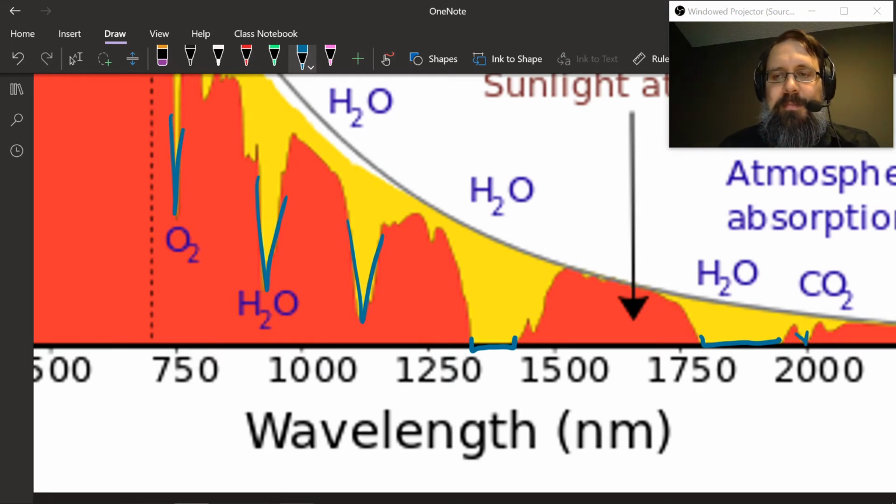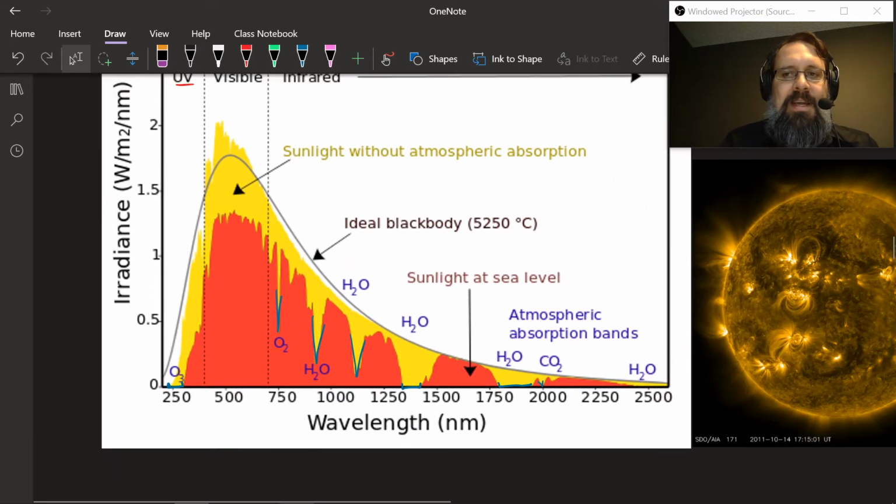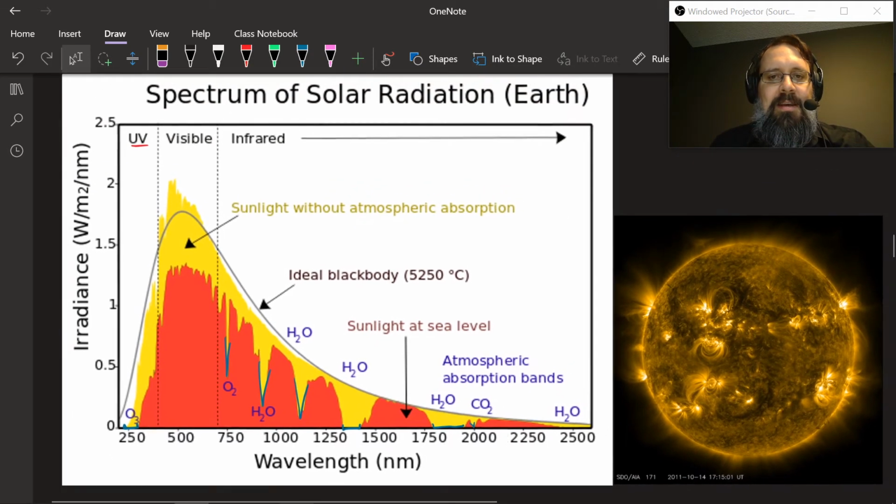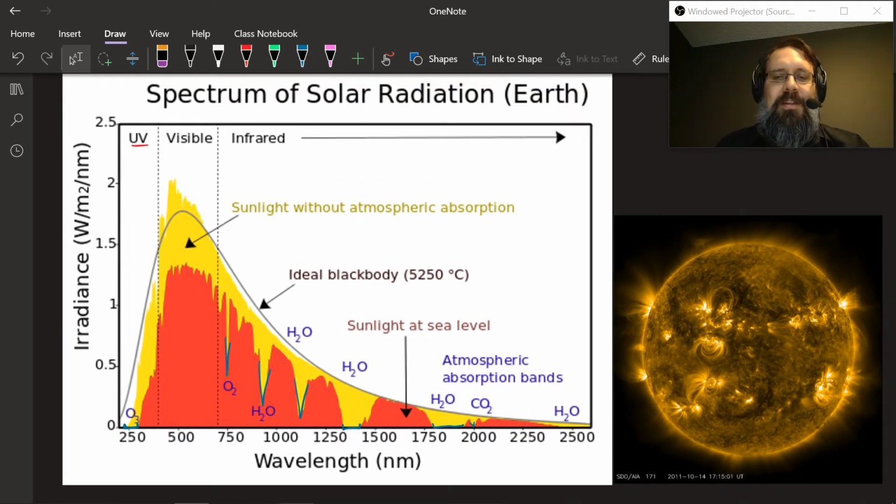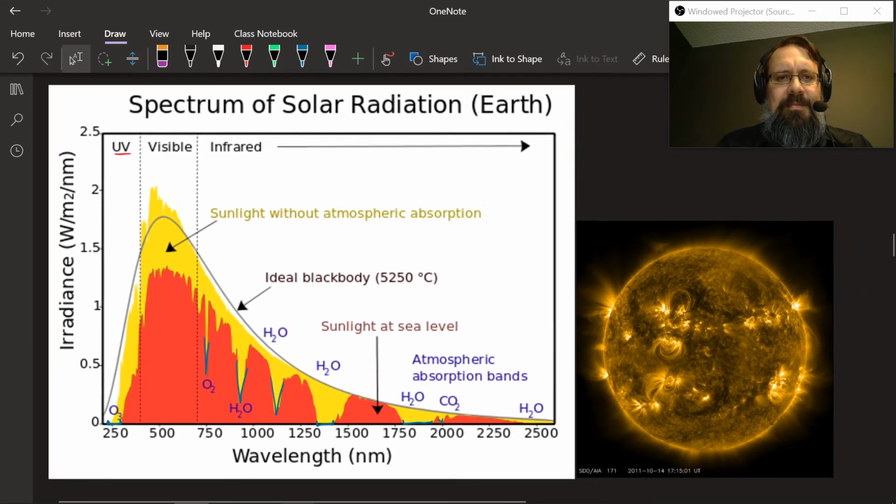And so that's what's important about this diagram, is noticing that not all the light from the sun can make it through the atmosphere, that there's a lot of wavelengths of light that actually get absorbed by the atmosphere. And that's what we need to look at in order to understand the greenhouse effect. What questions do you guys have for me about this graph?